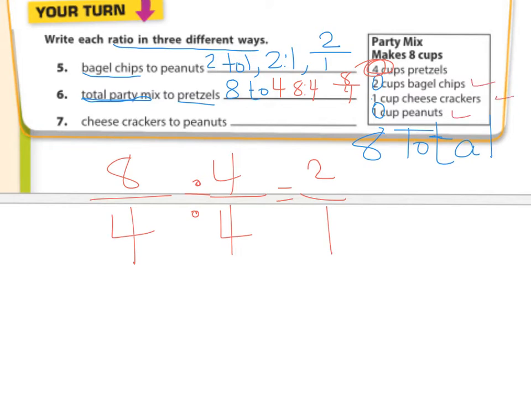tastes better. Okay, cheese crackers to peanuts. Cheese crackers is 1. And peanuts is 1. So our ratio is 1 to 1. So that's pretty equal, huh? 1 to 1. It's exactly equal, 1 to 1. Okay, so if I was making this recipe, I think I would put in extra bagel chips.